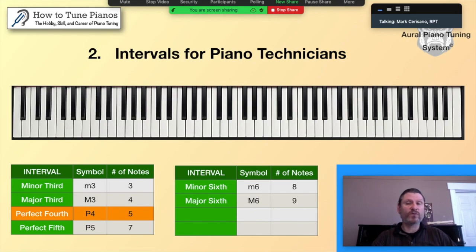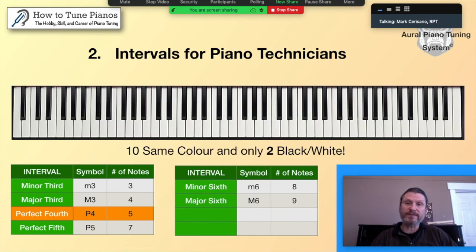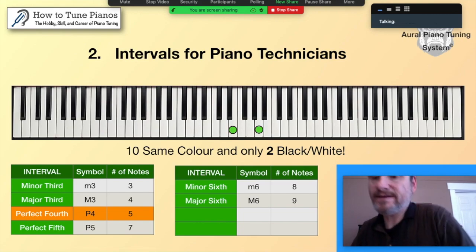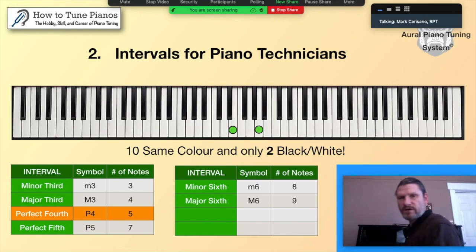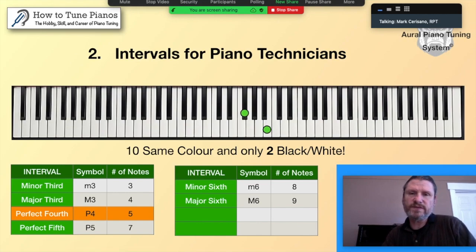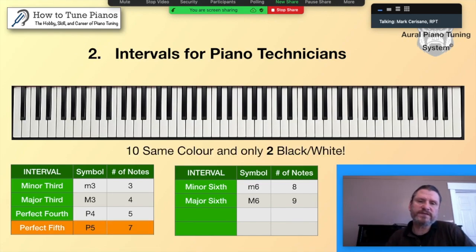Fourths are even more amazing. There are 10 that are the same color. Starting on G to C, all of these fourths are the same color. Where do we start? On G to C. And then for the next 2, that's where you do the switch-off like that. Same thing with the fifths. Starting on C and G, all the same color, except here, these last 2.